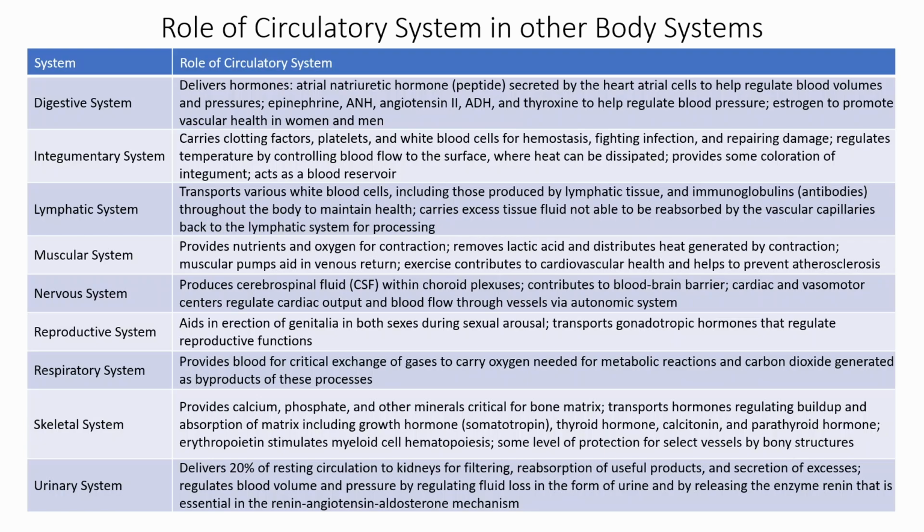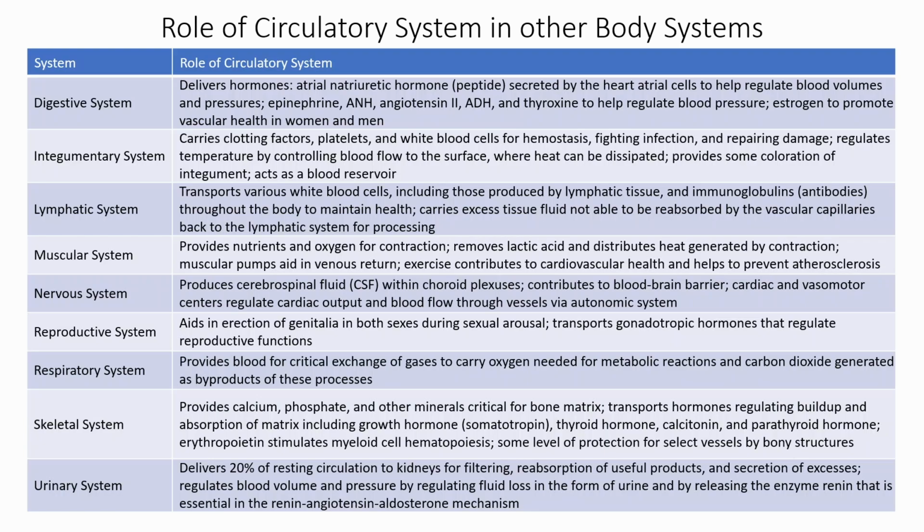And then the skeletal system, right? The skeletal system is going to receive the calcium, the phosphate, all these things that they need to build their bone matrix. Also the hormones that are involved in building that bone. And then also carry the hormones that are required to stimulate the production of blood cells.